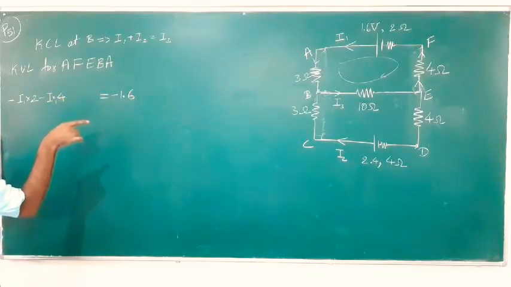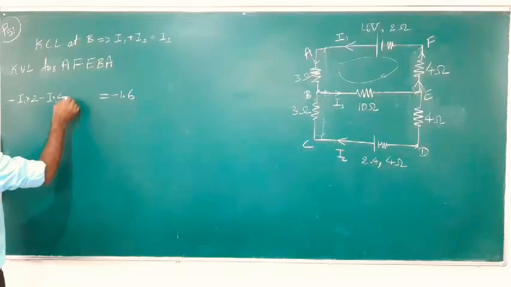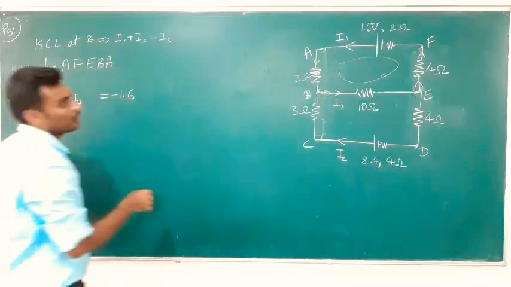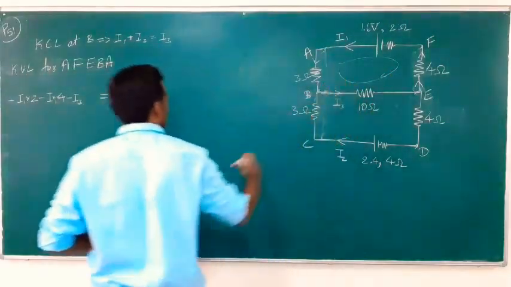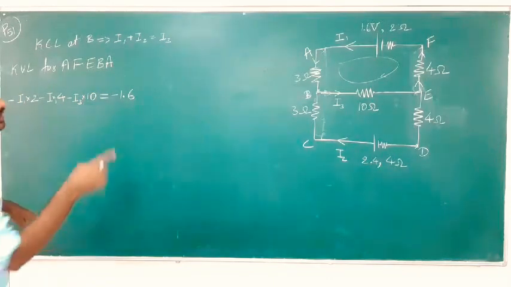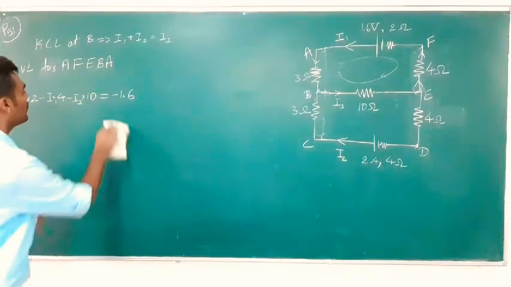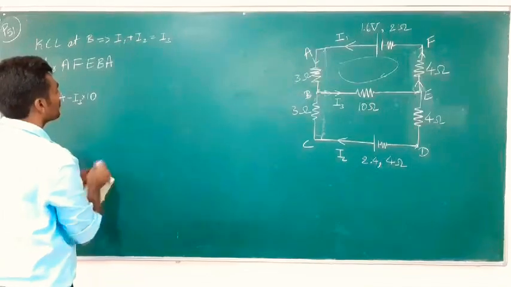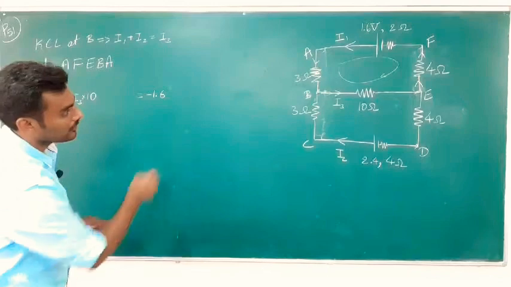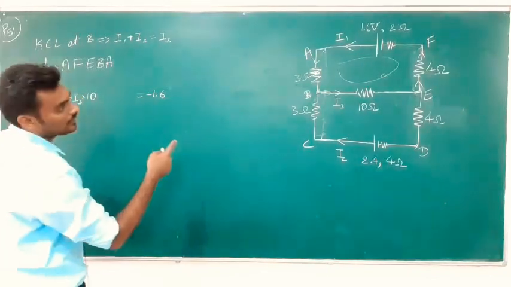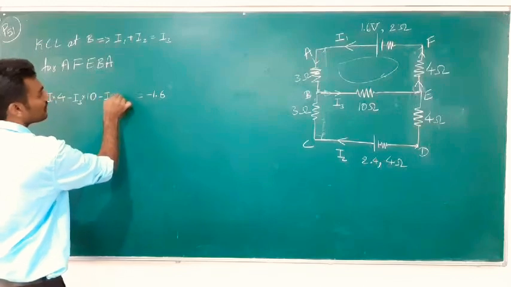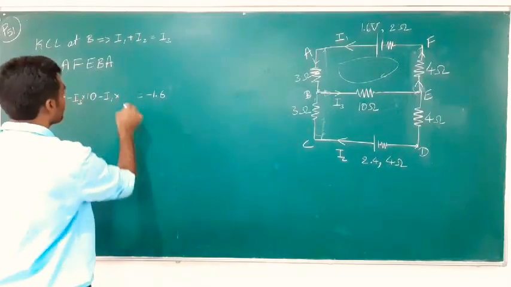Next, again opposite direction, so it is minus, current is I3 this time from E to B here. Okay, and the resistance is 10 ohm. Okay, and then I have one more resistor, 3 ohm, and the direction of current is again opposite, so it is minus I1 into 3 ohm.